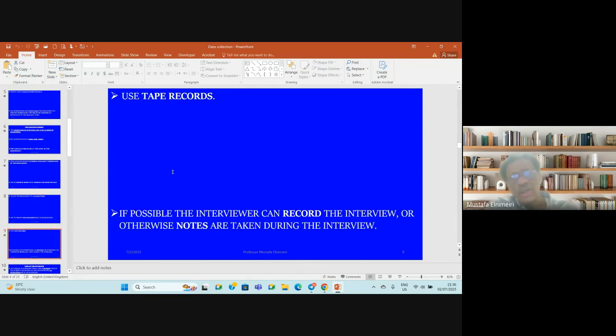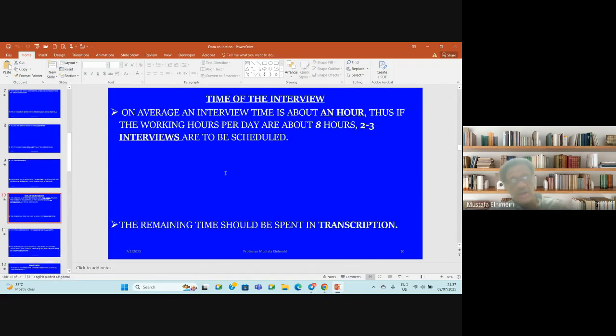We can also use recorders to record the conversation, so that you can refer to it. If possible, the interviewer can record the interview, or otherwise take notes during the interview, so that you can refer to them later when transcribing the details of the interviews.